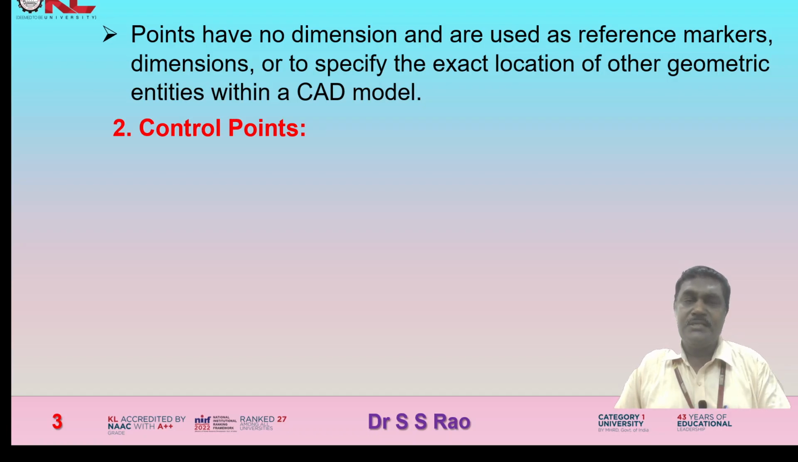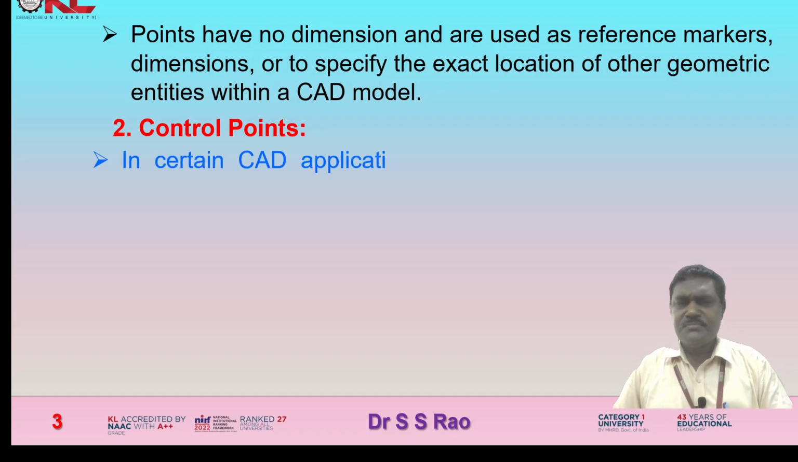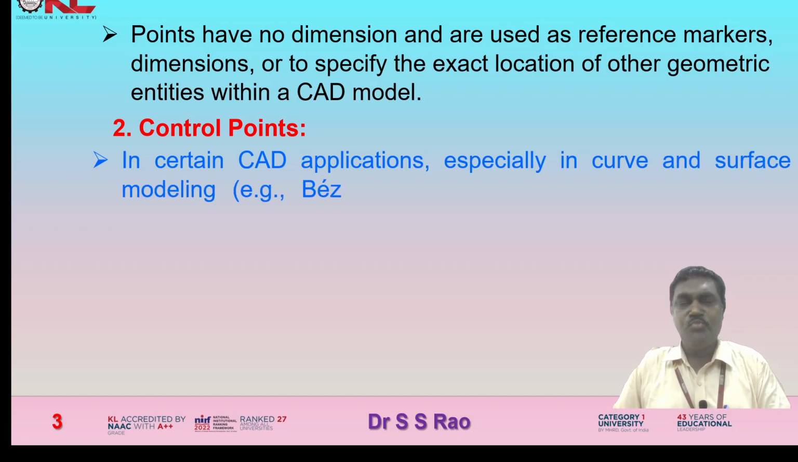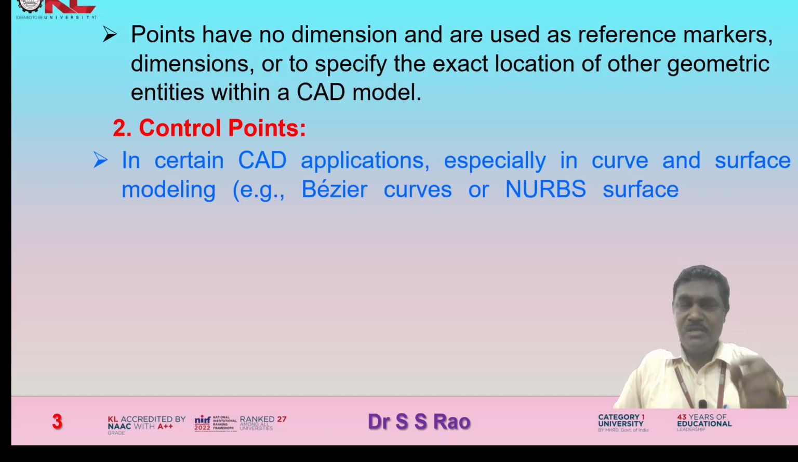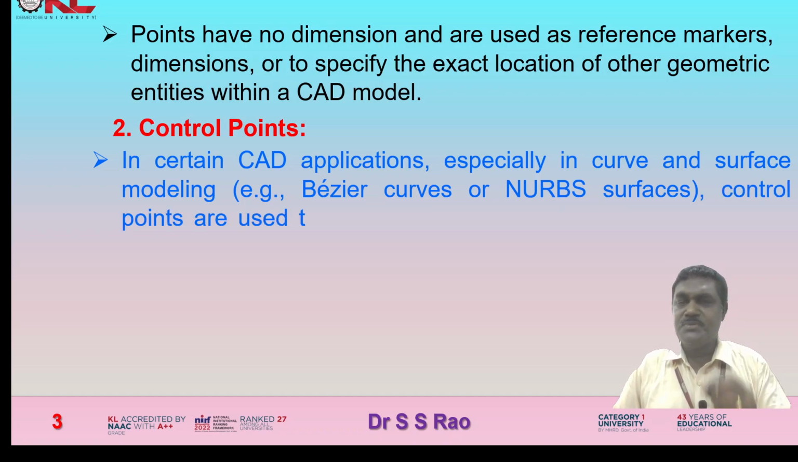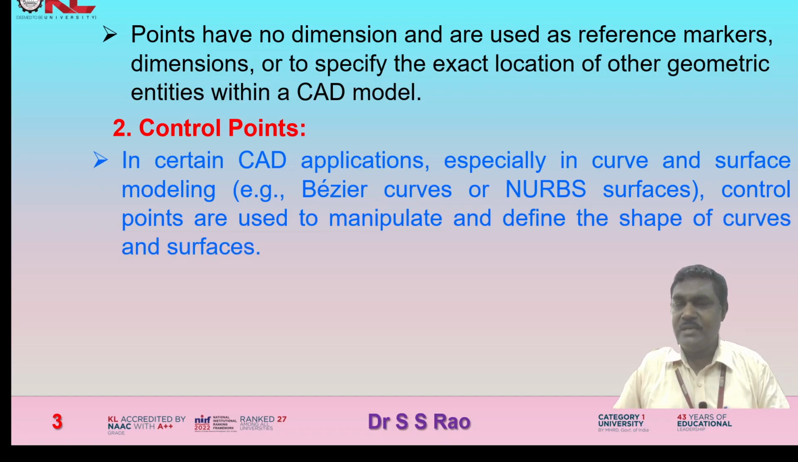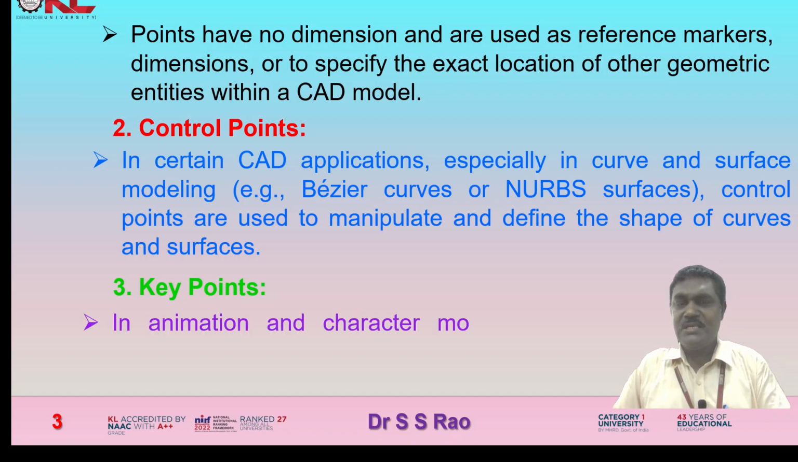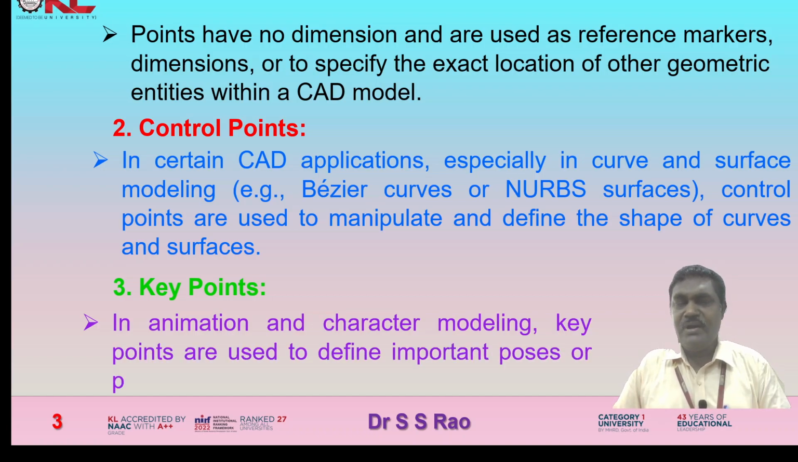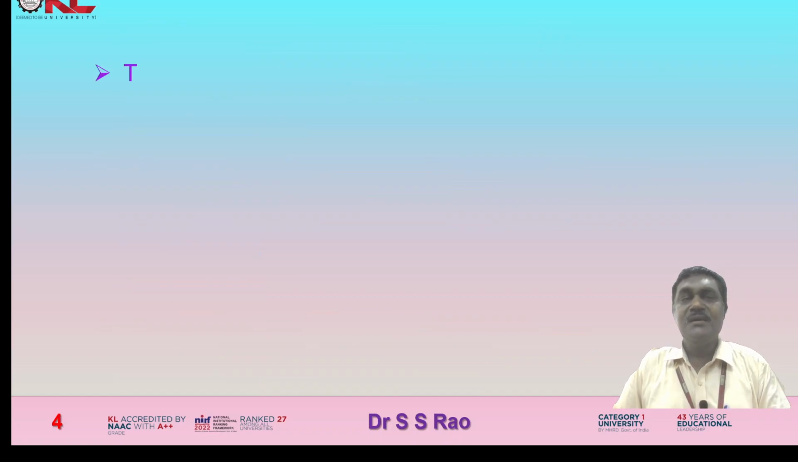Next, control points. In certain CAD applications, especially in curve and surface modeling, for example Bezier curves or NURBS surfaces, control points are very essential, used to manipulate and define the shape of curves and surfaces. What are key points? In animation and character modeling, key points are used to define important poses or positions in an animation sequence.